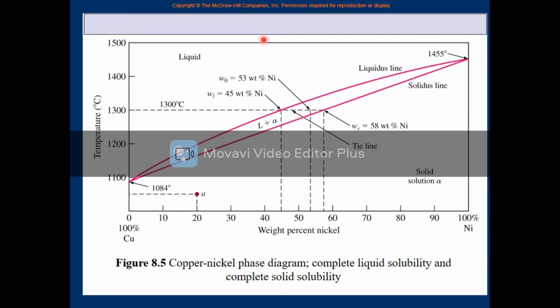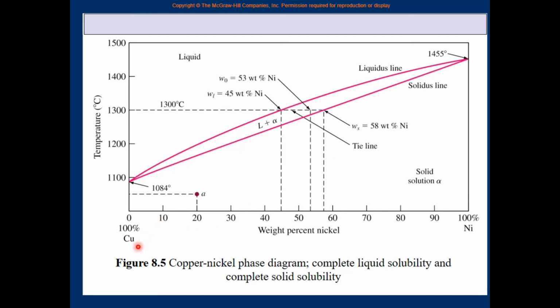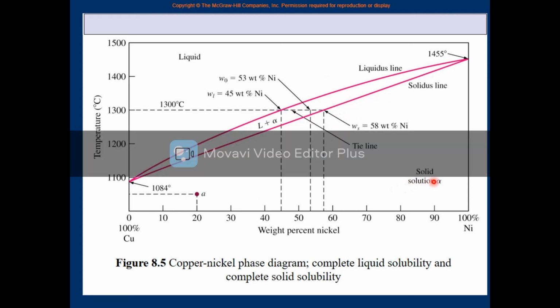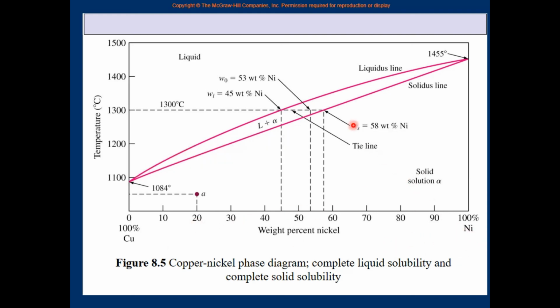This material, this alloy, copper nickel, is a binary isomorphous alloy. Binary because copper and nickel, there are two materials in it. Isomorphous because once it is solid, there is only one solid structure, which is called alpha everywhere, right? So this is an alloy of copper and nickel. This is binary because there are two materials which we mix together. This is isomorphous because once it becomes solid, there is only one structure, alpha.